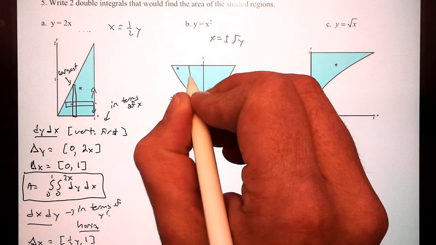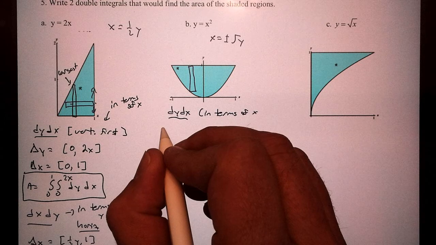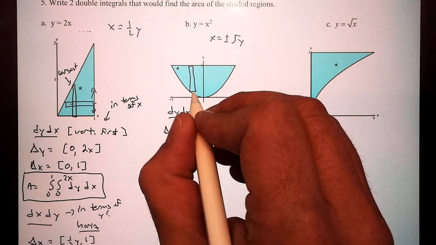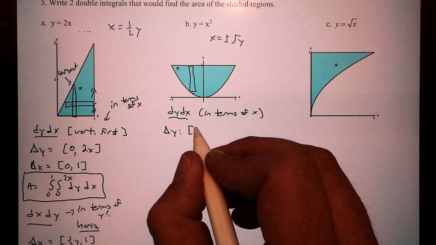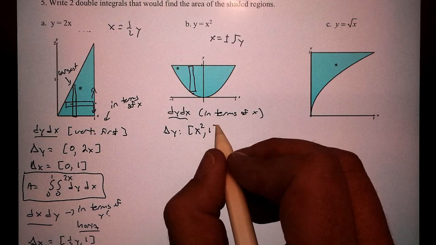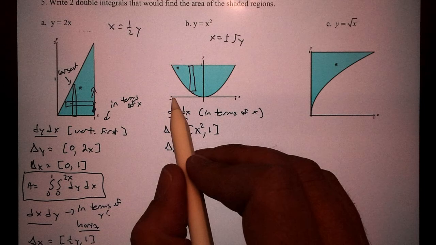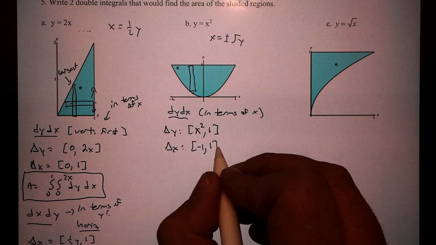So let's draw a vertical rectangle. There it is. So my change in y's, well, what is the smallest y value going to be? That's going to be our parabola itself, x squared. What's the largest my area is going to be? Just 1. Ready? The change in x, well, what's the smallest x value going to be? -1 all the way to +1.